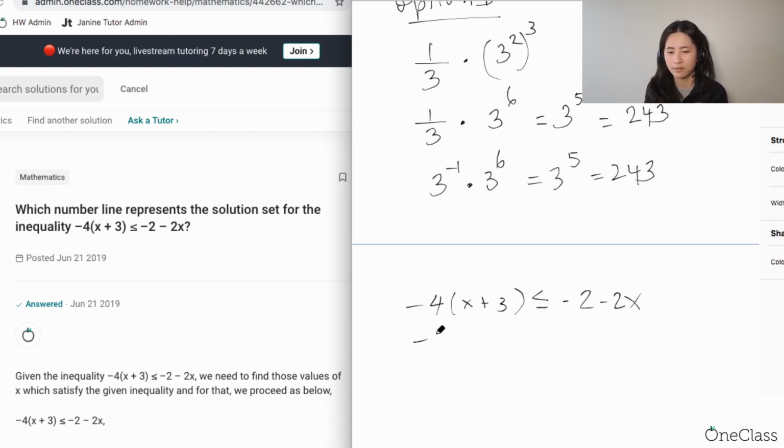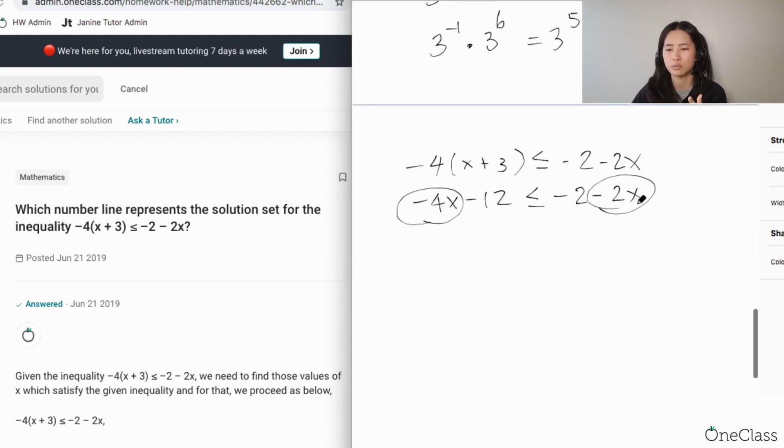So in this case, you would have -4x, and this is going to be -12. It's -4 times x, that becomes -4x, and because you have -4 times +3, that becomes -12. And then you have less than or equal to -2 minus 2x. So there are like terms here. I can move this -2x to the opposite side, so I get -4x, and this is plus 2x.